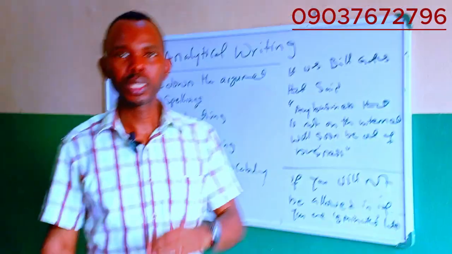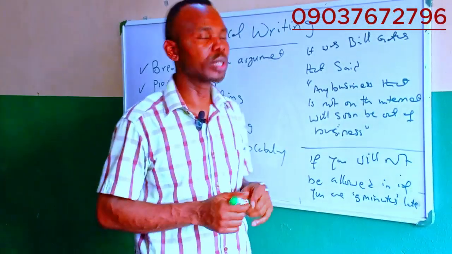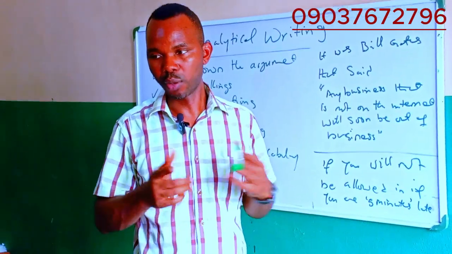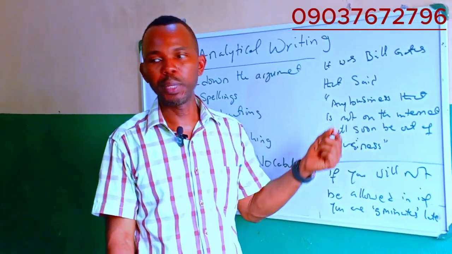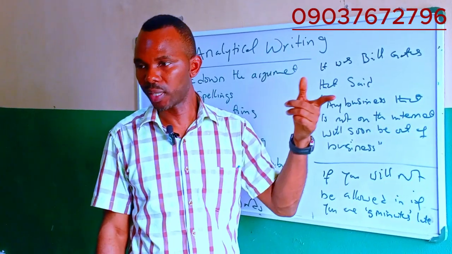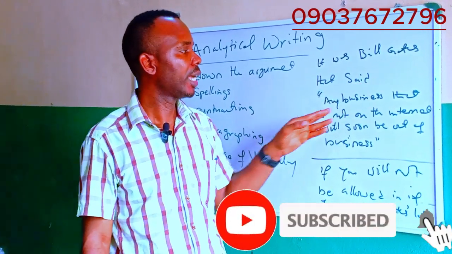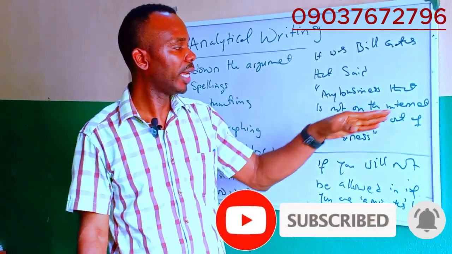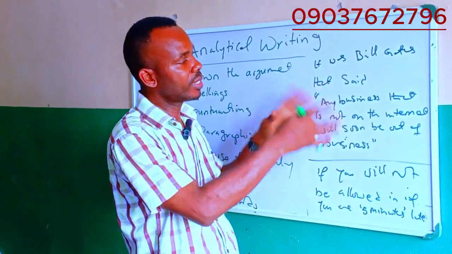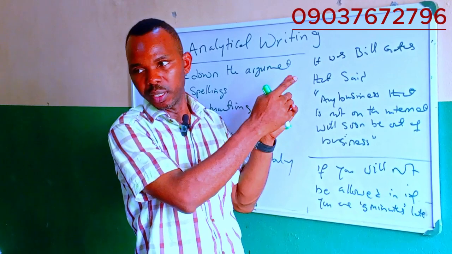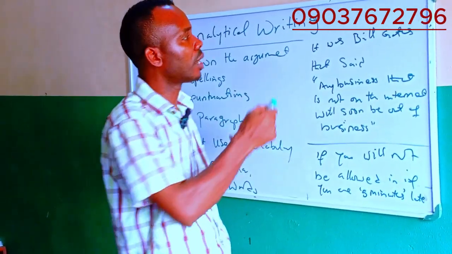Do we understand that? Let's look at, aside colon and semicolon, let's look at the use of quotation marks. That's double quote and single quote. You use double quote to repeat exactly what somebody said. Like in this case now, it was Bill Gates that said, "Any business that is not on the internet will soon be out of business." So this is a quote. This is the exact words of Bill Gates. Do you understand? So I put it in a quote because I'm quoting him.